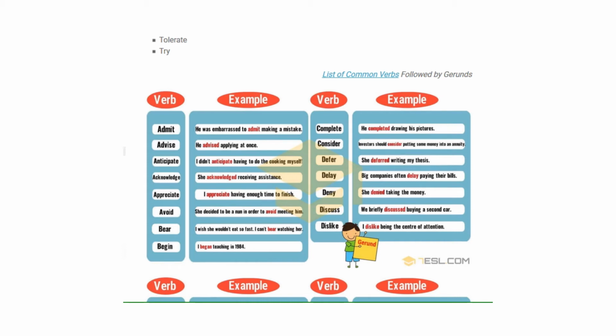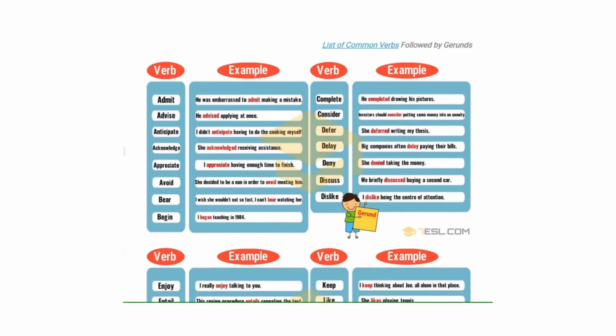Bear: I wish she wouldn't eat so fast. I can't bear watching her. Begin: I began teaching in 1984. And we have complete, consider, defer, delay, deny, discuss, dislike. Of course, you can see the examples.